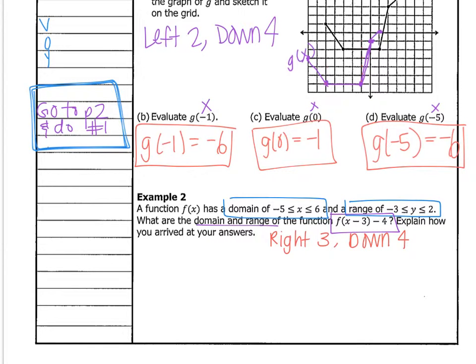So we should be moving to the right 3 and down 4. The down 4 is the easy part. That's the outside -4. -4 means move down. The inside, the -3, means to do the opposite direction, so move to the right 3. And again, if we think about a graph and we move towards the right, adding 3, moving towards the right.